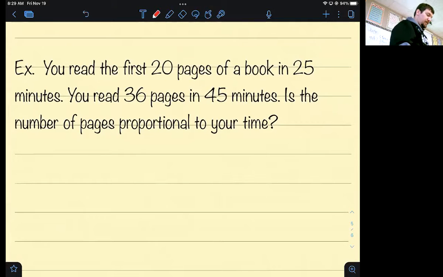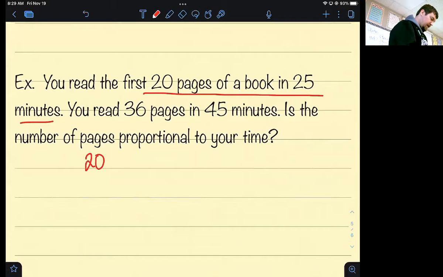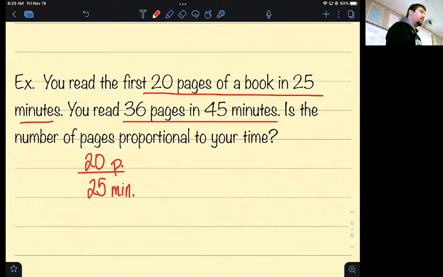So how would I write this 20 pages in 25 minutes? How do I write that as a ratio? 20 over 25. Now, instead of just writing it as a ratio, I'm going to write it as a rate, which is just a ratio that has been labeled. So just to make sure I'm talking about the same thing on both ratios, that's pages and that's minutes. That way, when I write the next ratio down, I can make sure I put the numbers in the right spot. So since I put pages on top of this ratio, I should put pages on top of the next one. So 36 pages in 45 minutes.